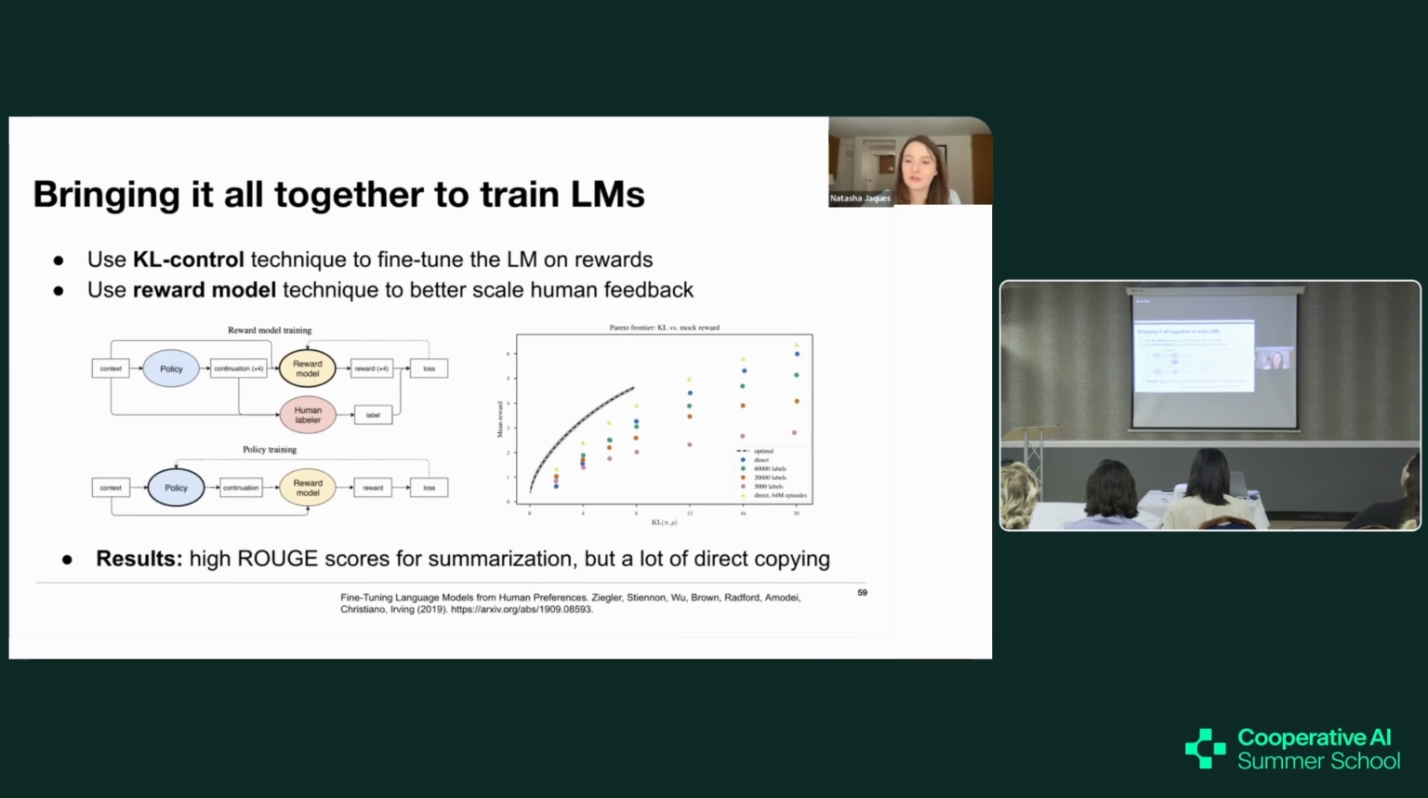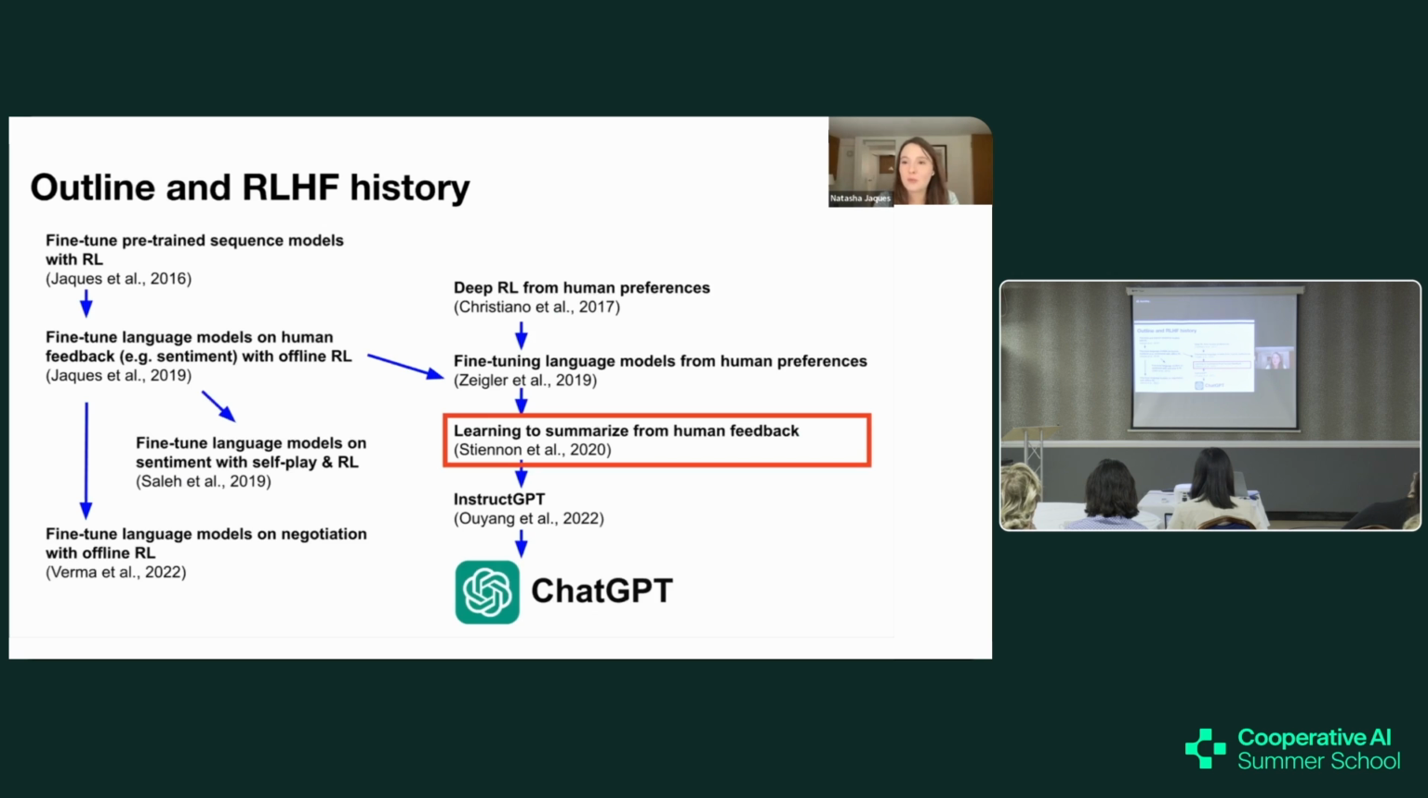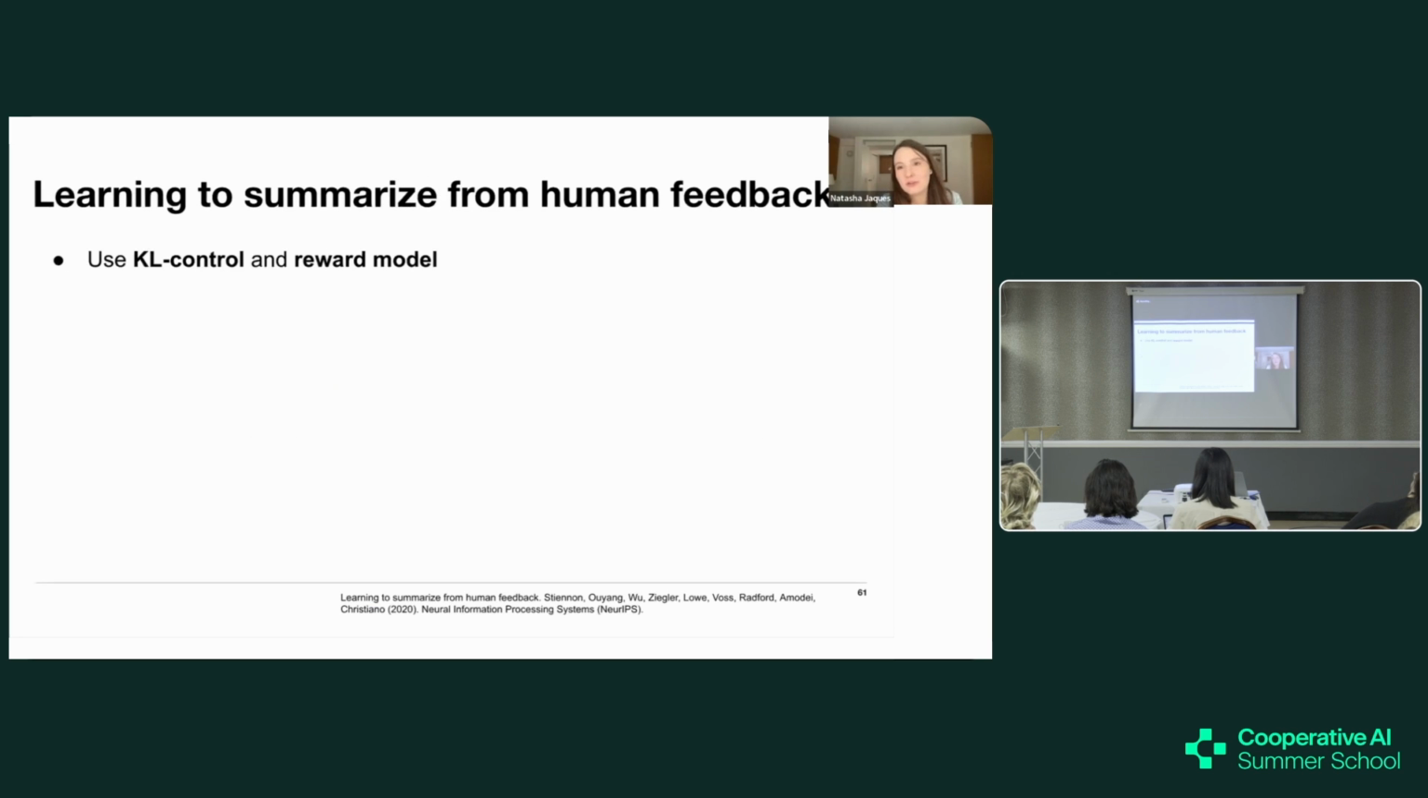What they find is it's just directly copying large chunks of the thing it's trying to summarize, which is effective at optimizing for Rouge, but isn't actually very good in terms of how you would want a summarization model to work. So what they do in the follow-up work is not only do they continue using this KL control and reward model approach, but they have to do some other things to get this RLHF to work more effectively.